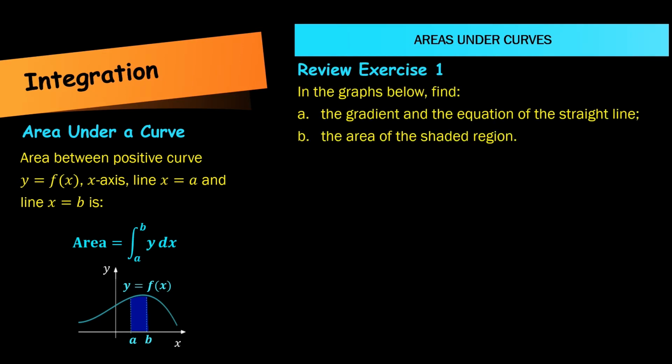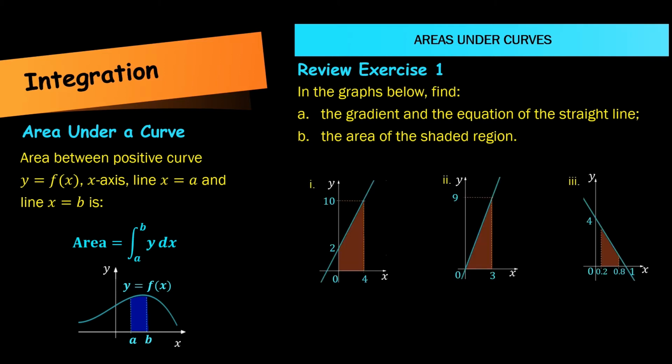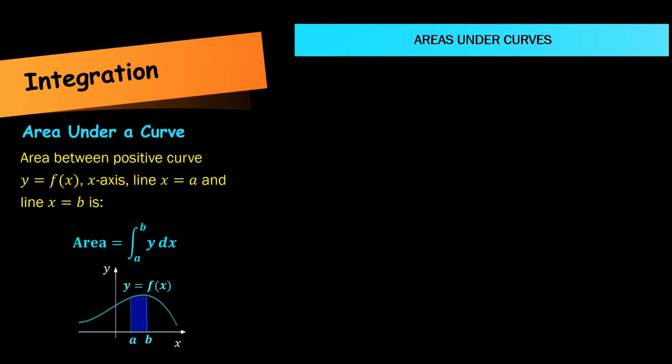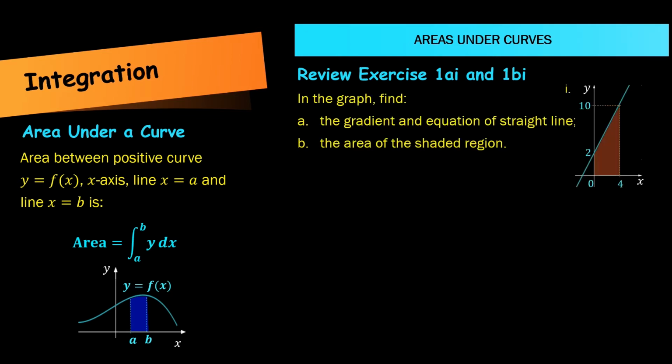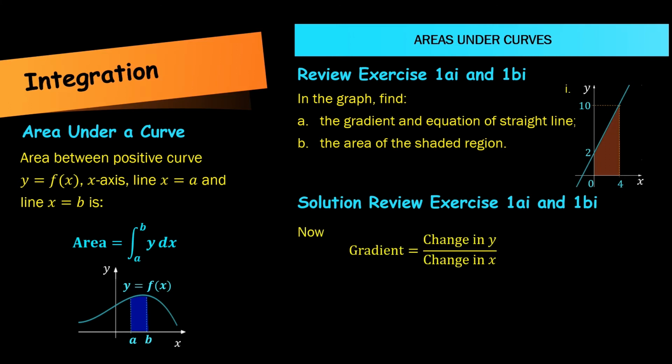Let's now take a look at review exercise 1. In the graphs below, find the gradient and the equation of the straight line and the area of the shaded region. Let's look at the first graph. Gradient, remember, is change in y over change in x.